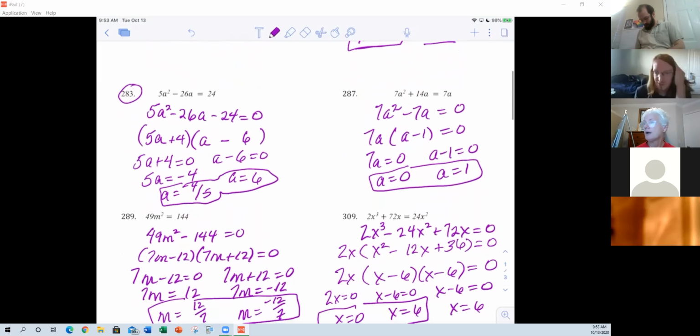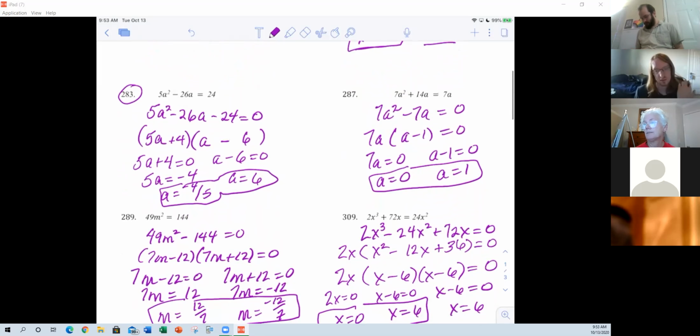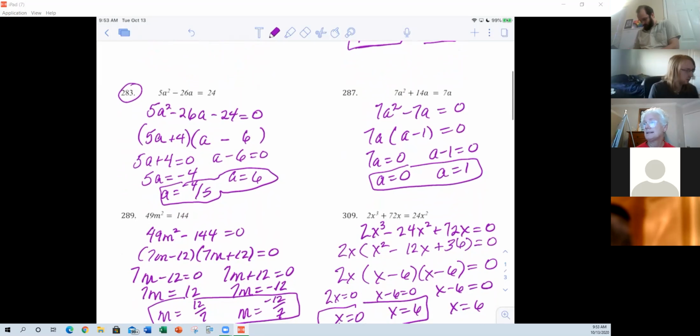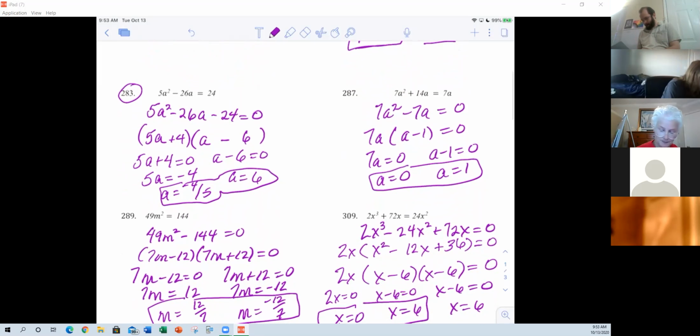These, we already factored them in the Pear Deck, so everyone should have already had them factored. So basically all you had to do was set them equal to 0, and then factor, and then set each factor equal to 0. And on 283, you should have gotten a equals -4/5 or a equals 6.